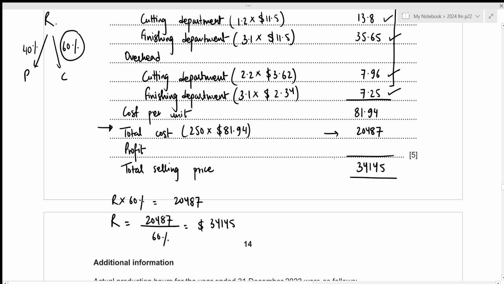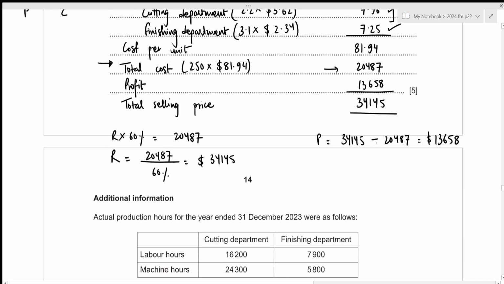Now let us also calculate the profit. Profit is just the difference between the selling price and cost. So that will be 34,145 minus 20,487, which results in the value of 13,658. That is all for the first part. Let's move towards the next one.